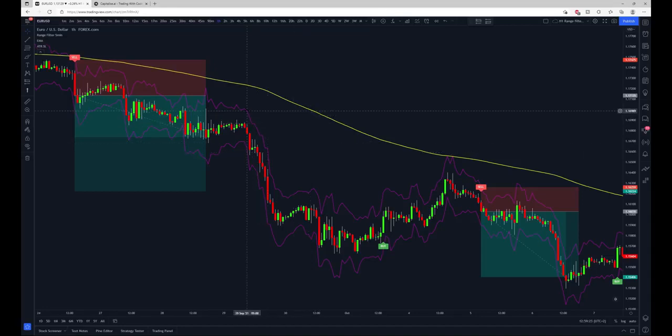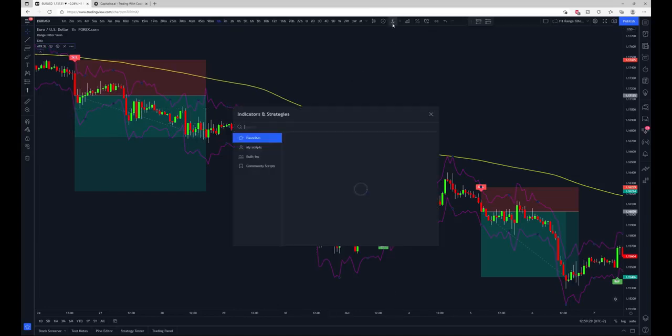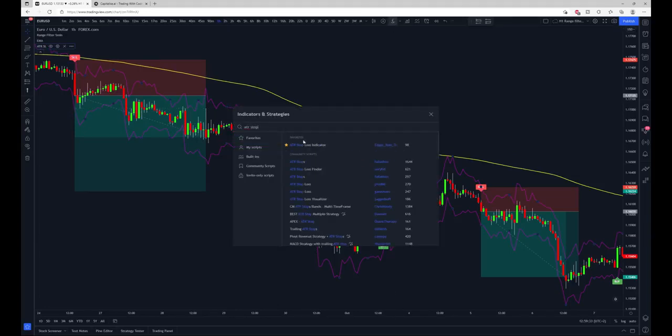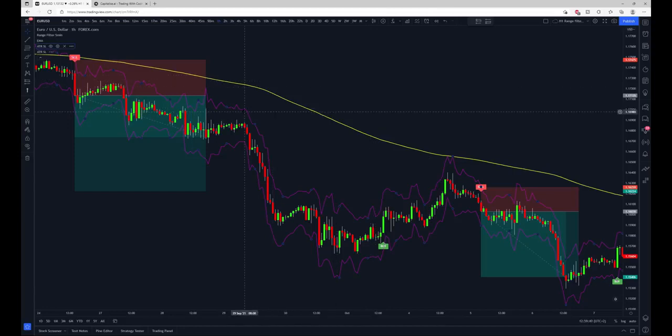So the other indicator here is just a basic stop loss indicator, and I'll show you it right here. If we just type in ATR stop loss, you'll see ATR stop loss indicator by Edgar Tran. And you can pop that up on your chart. I have it set at default, but I did change the colors a bit so it looks slightly different.